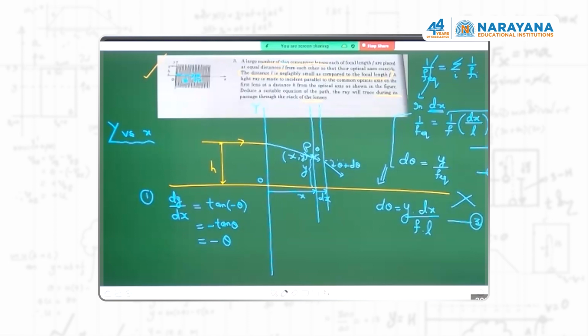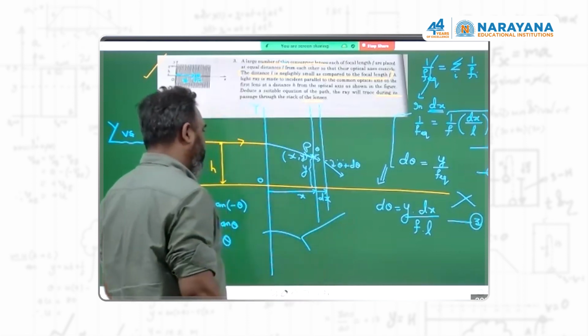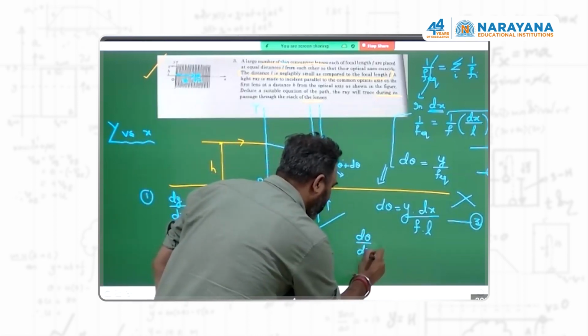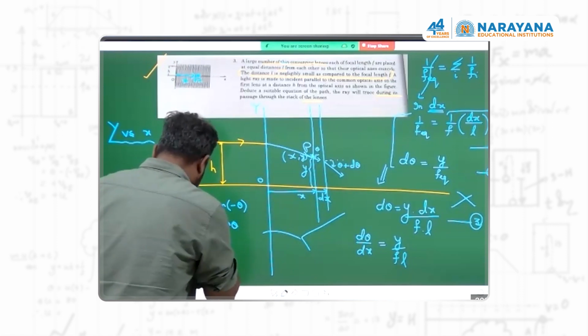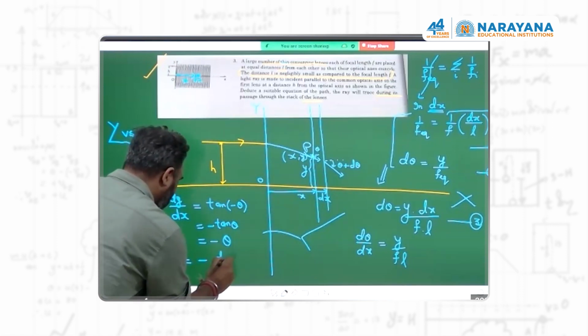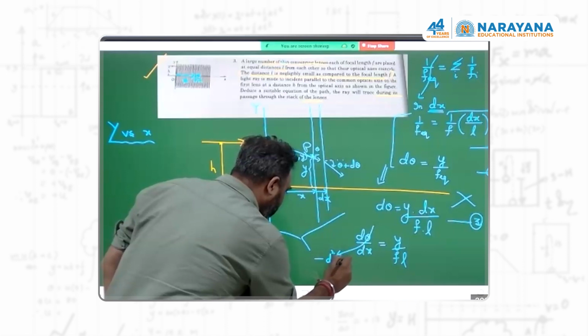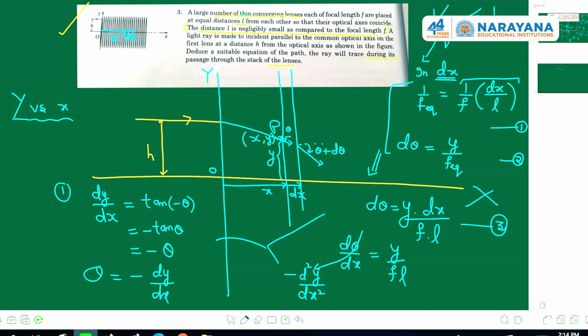So now I think it can be easily solved, because from these two equations, I want to eliminate that term theta. So seems like it is d theta by dx is coming out as y by fl, and theta itself is minus dy by dx. So it comes out as minus d2y by dx2. That's what we get. So now it is simple calculation, because that means d2y by dx2 is coming out as minus 1 by fl multiplied by y.